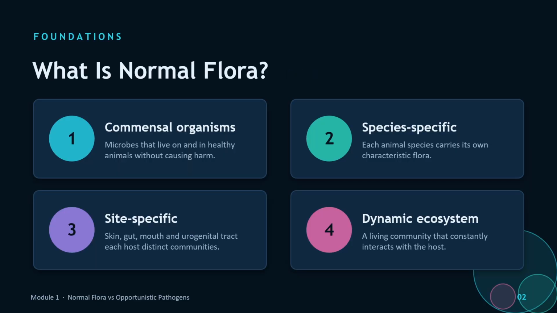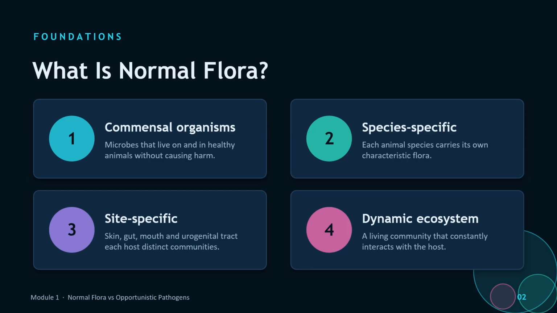Flora, increasingly called the microbiota, are the microbes that live on and inside healthy animals. The first thing to fix in your mind is that they are not random contaminants. Each host species has its own characteristic flora, and within an animal, each body site supports a distinct microbial community. The bacteria thriving on the skin are different from those in the colon, the mouth, or the vagina. So when you read a culture, you must know what normally lives at that site before you can judge whether a result is meaningful. Second, this is a dynamic ecosystem, not a static list.